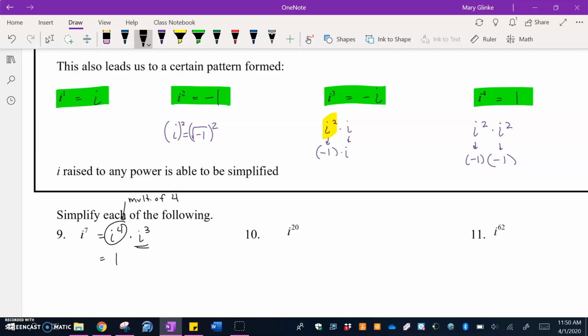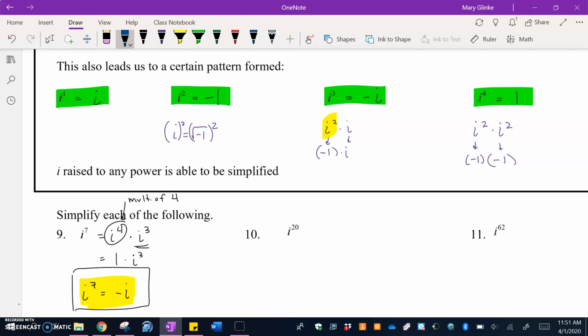And whatever is left over after you take your highest multiple of 4, that's really what tells you what this is going to simplify to. So i to the 7th is going to be the same thing as 1 times i to the 3rd. And from above, i to the 3rd power is -i. So i to the 7th is going to simplify to -i as well.